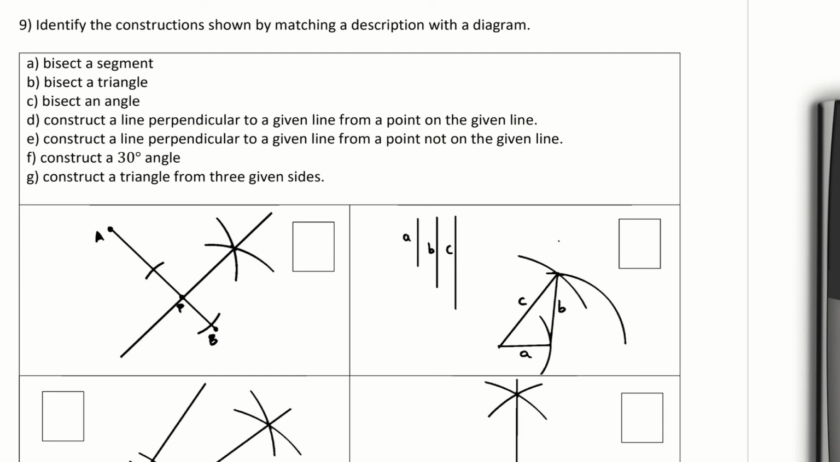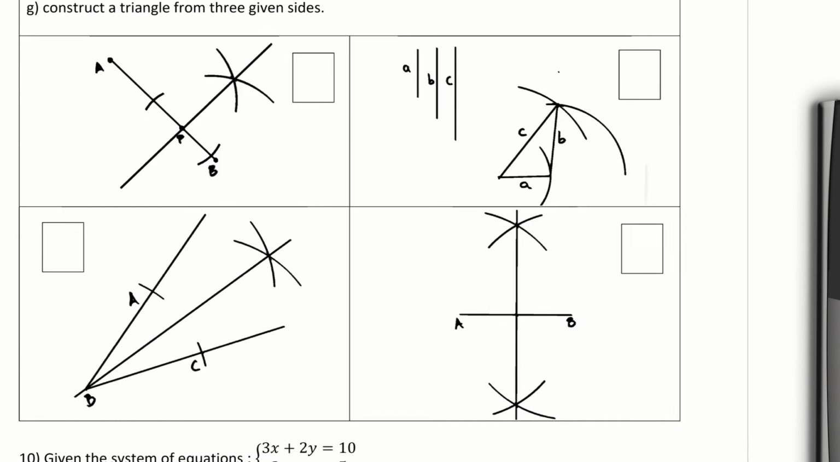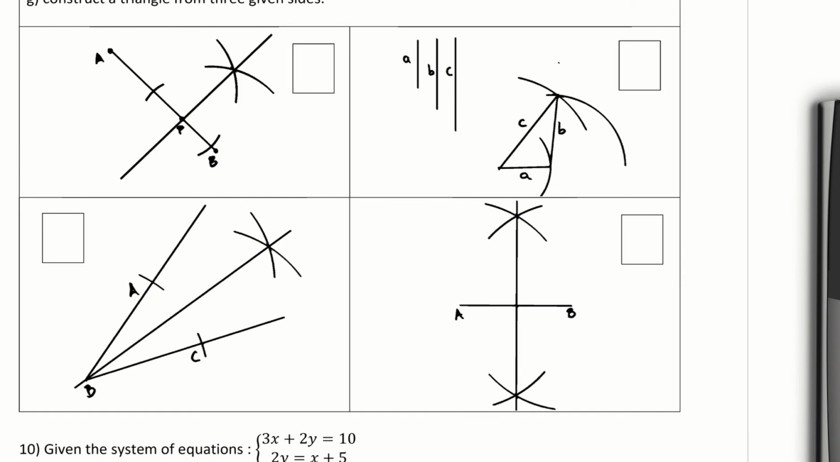All right, final page of the study team test. Question 9 says, identify the construction shown by matching a description with a diagram. So I can see I've got these 4 diagrams here.